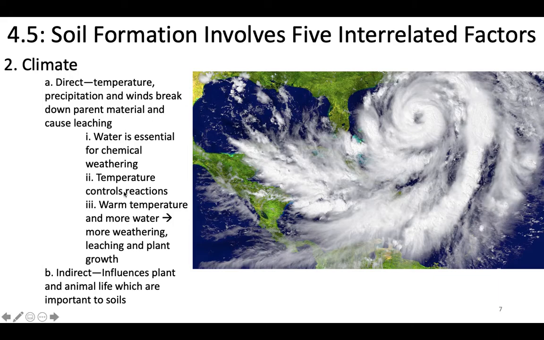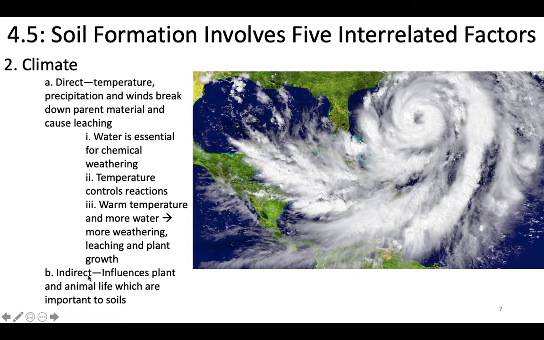Temperature is going to control the speed at which those reactions occur. So if you have a warm temperature and more water, you're going to have more weathering, leaching, and plant growth. Something we'll talk about later on in the semester when we talk about nutrient cycling is that weathering and the soil formation processes happen really, really quickly in tropical areas because they have this combination of more water and higher constant temperature.